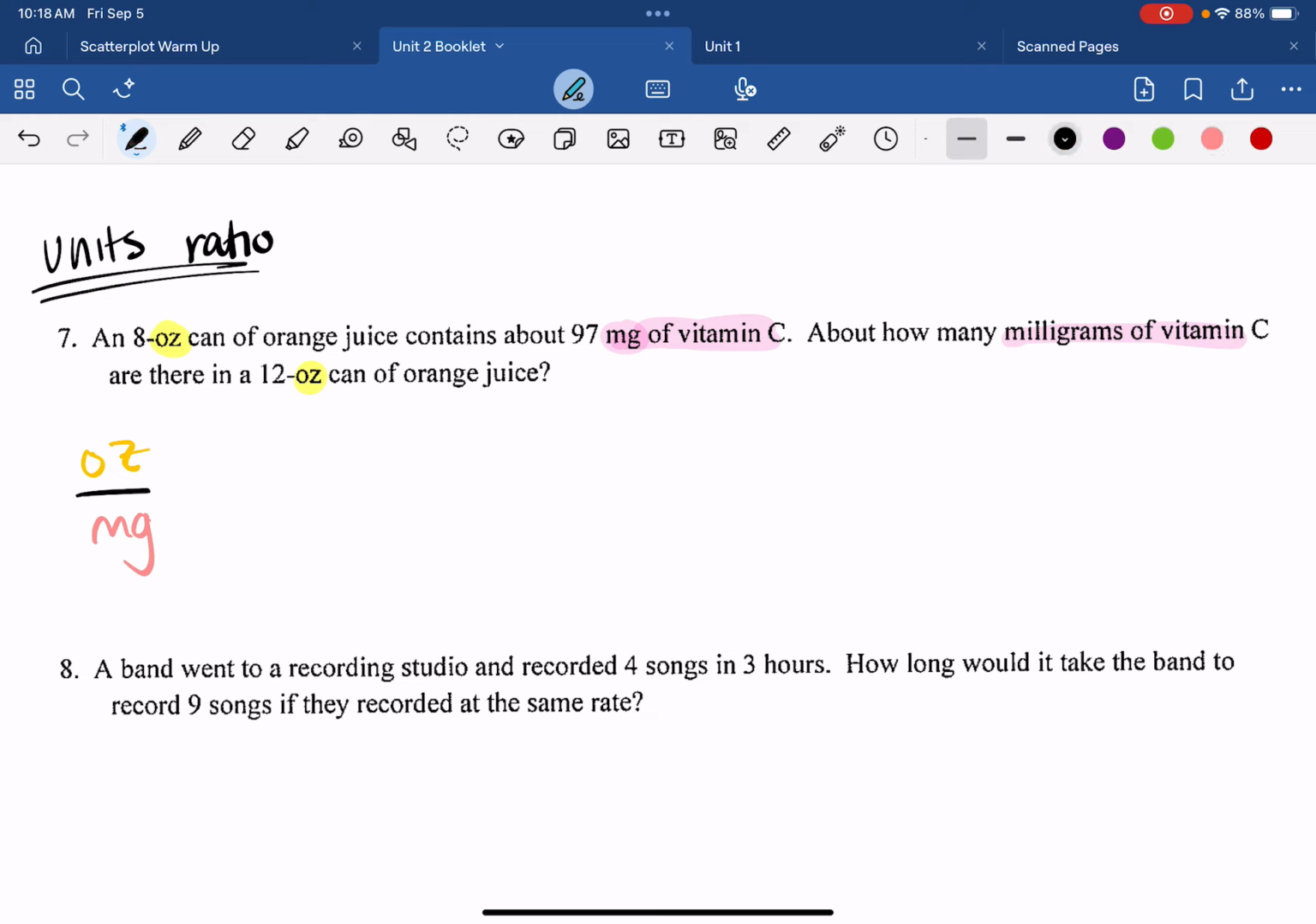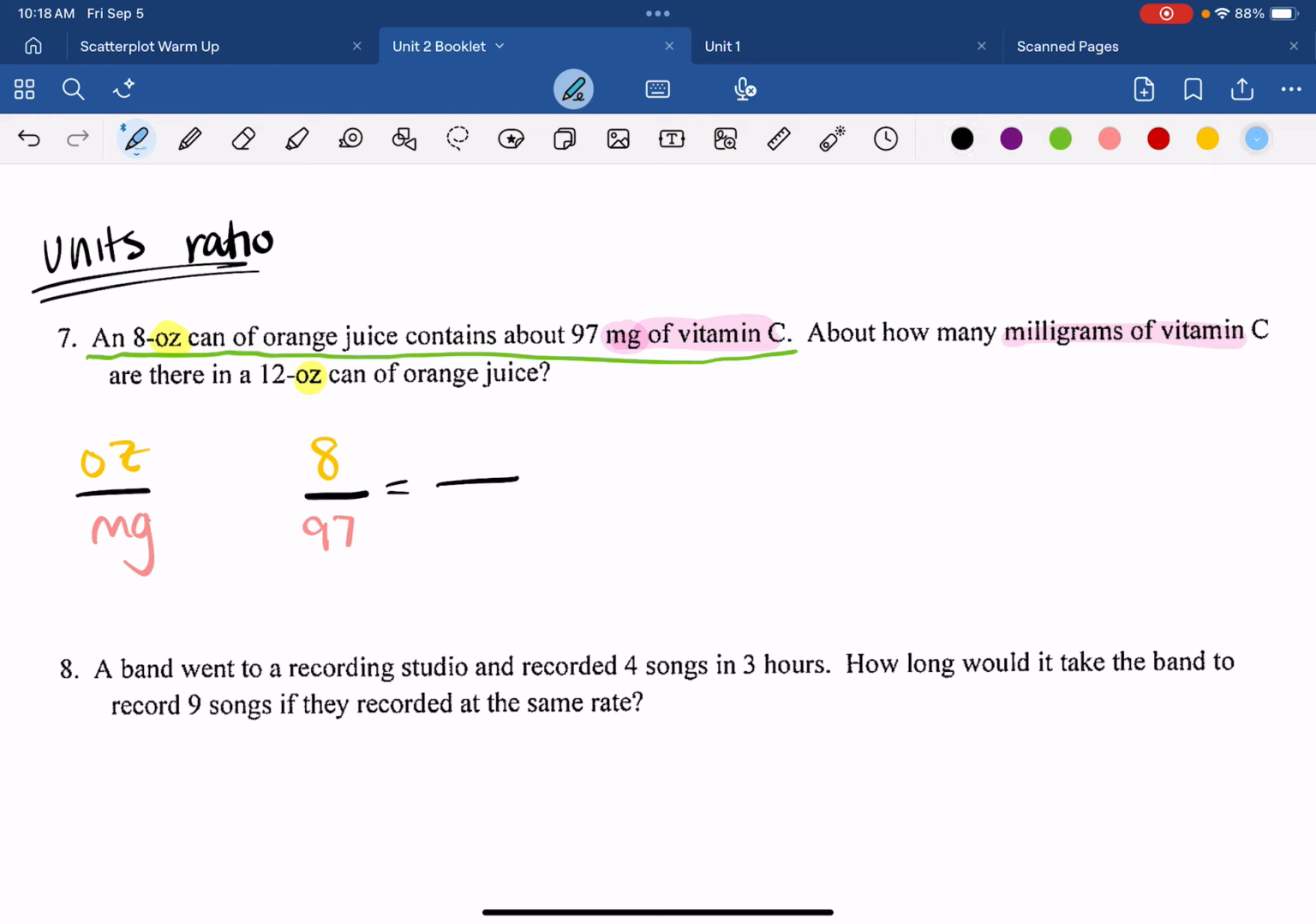Now let's set it up in terms of our numbers. Our first ratio is going to have to do with the same can of OJ. So I'm told that I have an 8-ounce can of orange juice that contains 97 milligrams of vitamin C. So where would I put the number 8? In the top, because it's my ounces. In the bottom is going to be my milligrams, 97. Proportions are always one fraction, one ratio equals another.